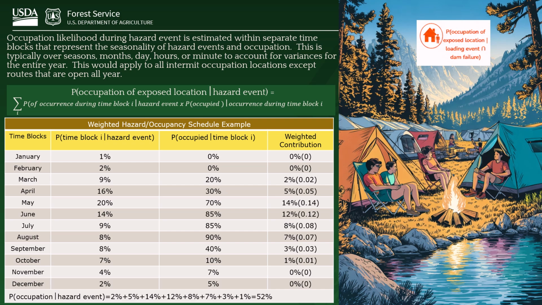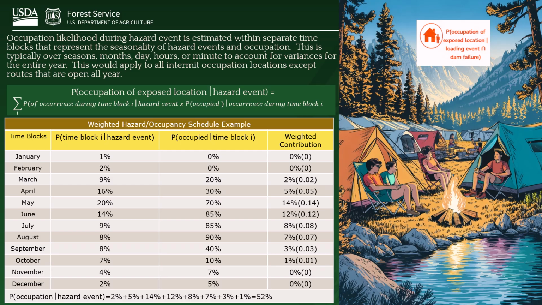This is the first factor of probability of exposure and is included in option 1 and 2, the probability of occupation of exposed location. It is estimated within separate time blocks that represent the seasonality of the hazard event and occupation. This is typically over seasons, months, days, hours, or minutes to account for variances for the entire year. The summation of all probabilities of occurring in time blocks must equal 100%.